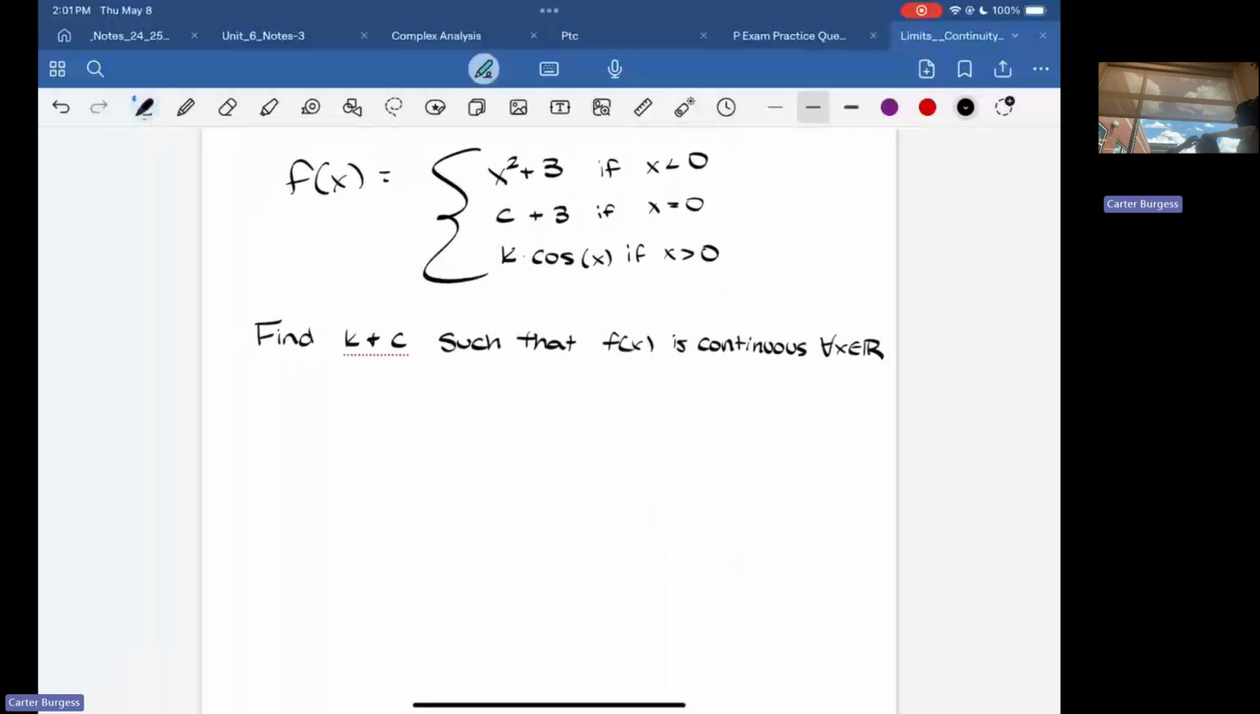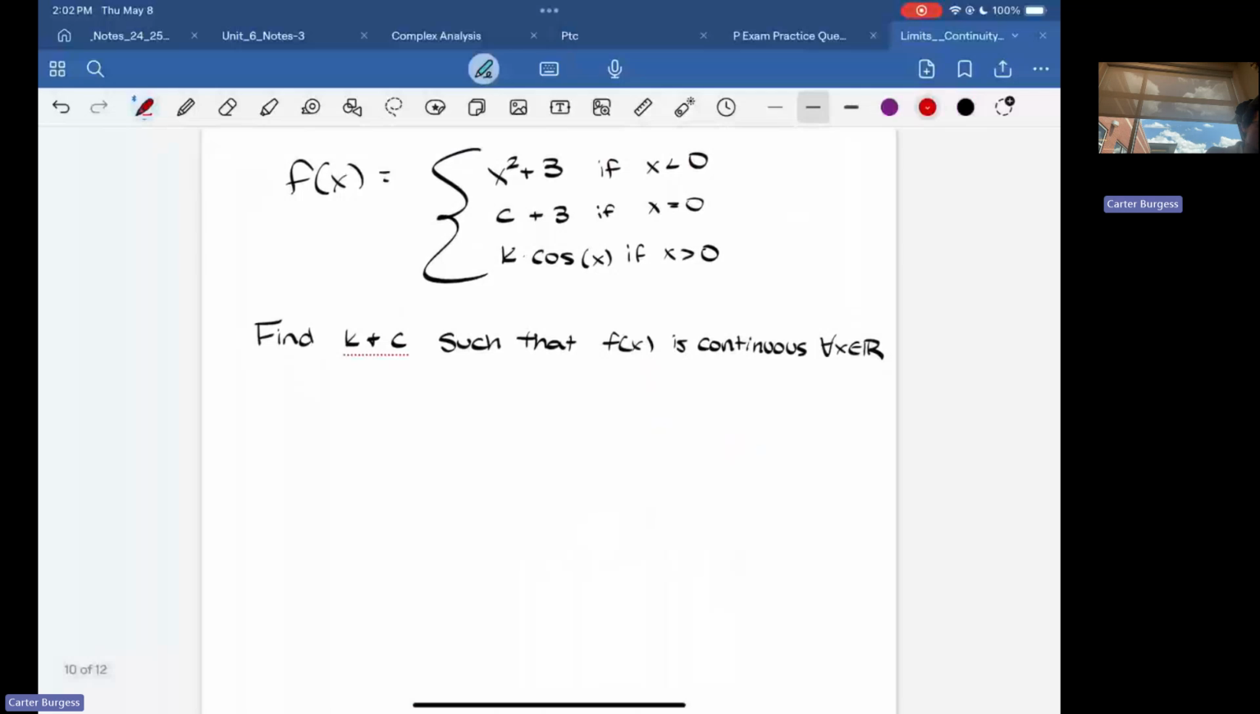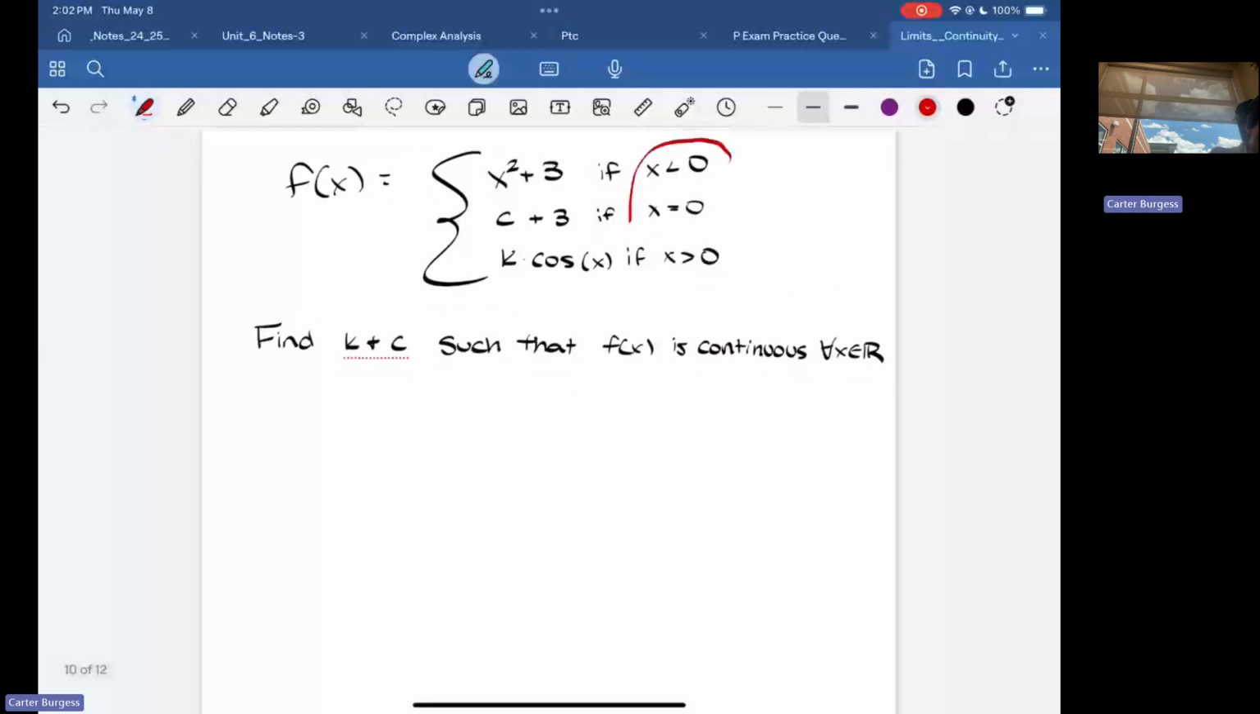First and foremost, what is the interesting value that we're going to focus on here? Well, just the interesting x value. The x value that we're actually going to be placing a lot of focus on is just 0.